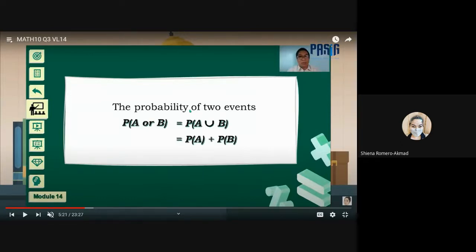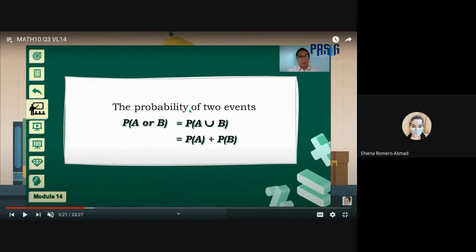Tulad doon, yung 5, wala siyang common event with 6. Ibig sabihin, yung 1/6 niya has nothing to do with 1/6 ni B, ni 6. Kasi magkaibang event sila. Okay? 2 events sila na magkaiba.